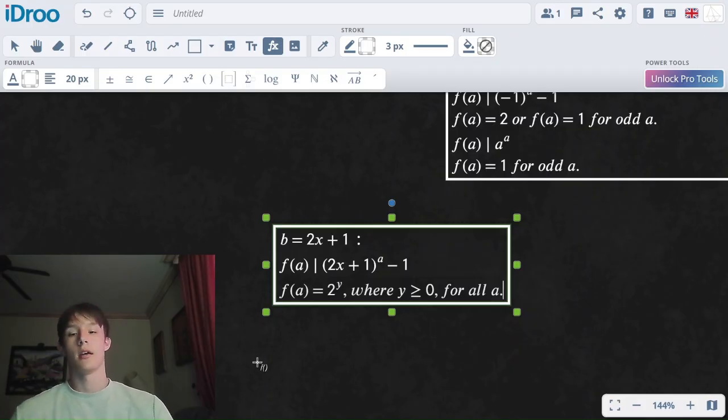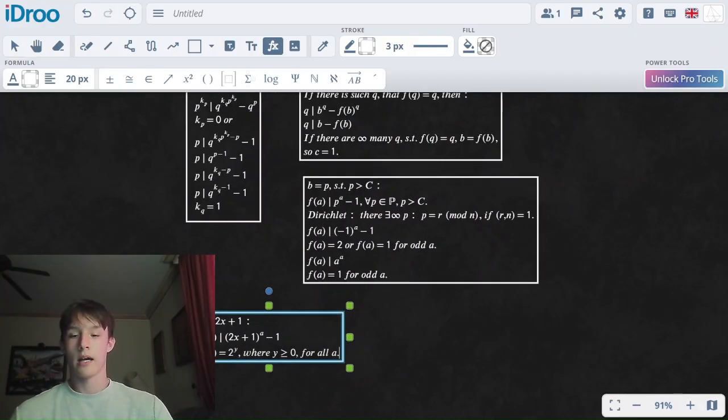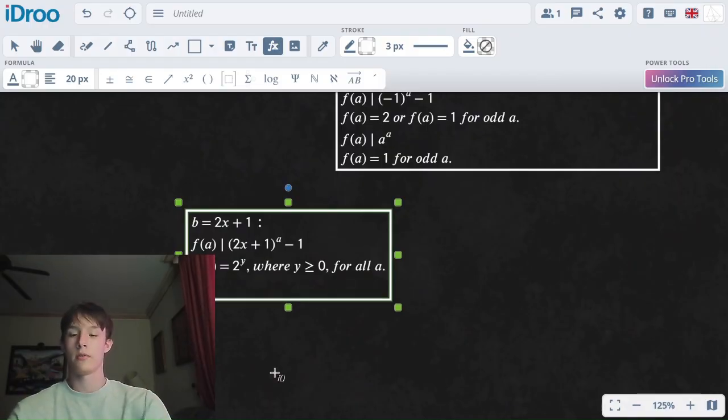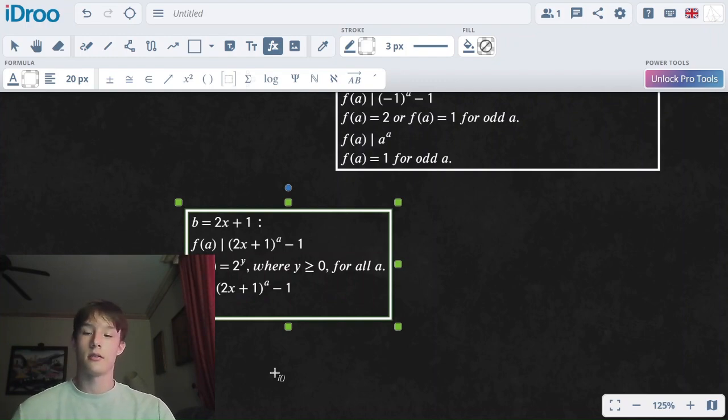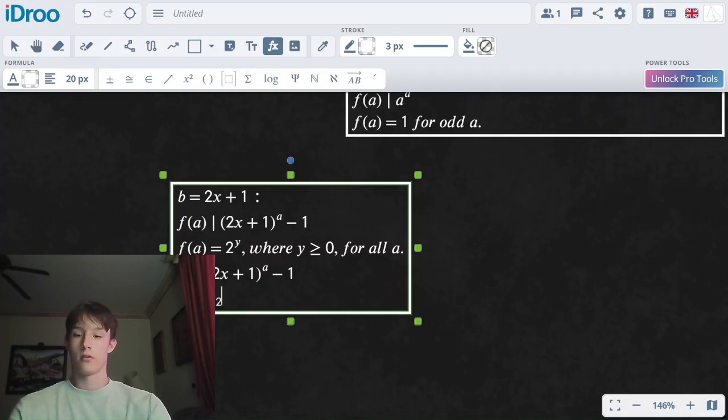And even included. And now what we see is that we kind of want to continue plugging it in. So since we have f of a is 2 to the power of y, we know that 2 to the power of y divides 2x plus 1 to the power of a minus 1. Great. And now we can use LTE, because now it's kind of like an LTE kind of thingy. So we want to bound y, because y is what f of a is. So we know that by LTE, y is less than or equal to v2 of what it's dividing, which is this.